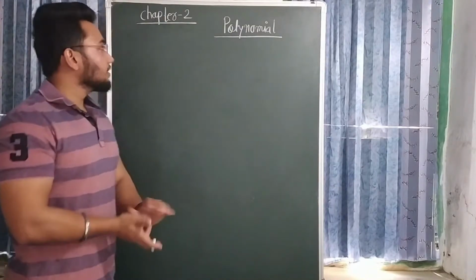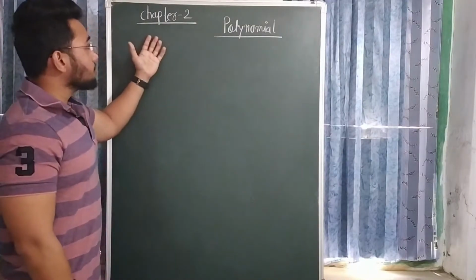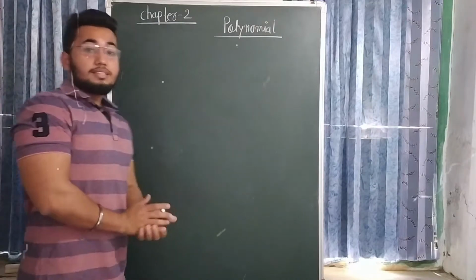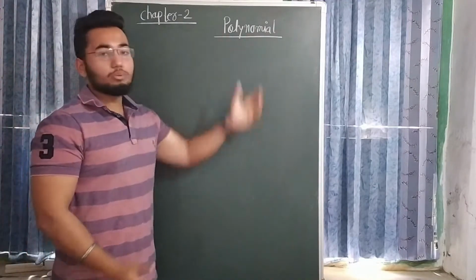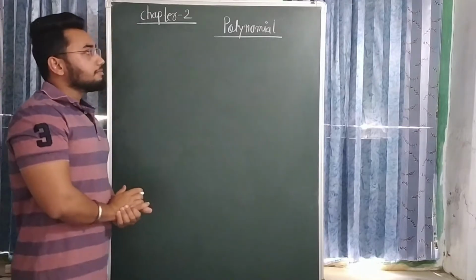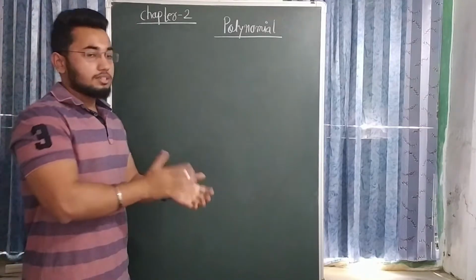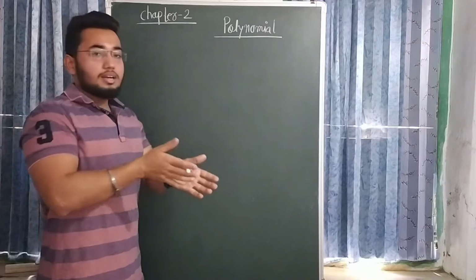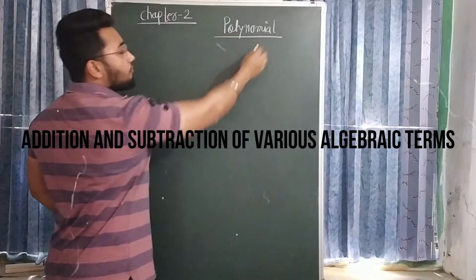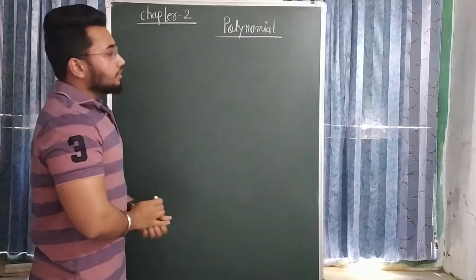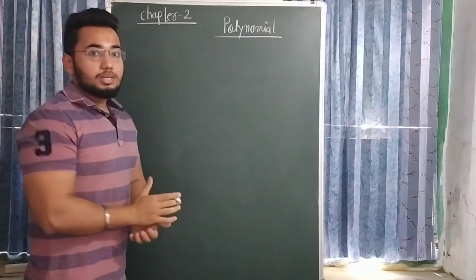So now today we are starting the lecture series, first of chapter number 2, Polynomials, NCERT course, standard 9th. First of all we have to see what is the meaning of polynomial. Polynomial means its actual definition is the sum, subtraction and addition of various algebraic terms. Now actually, what is the meaning of algebraic terms?